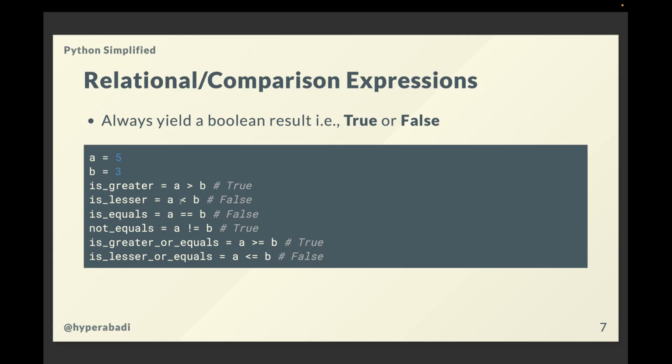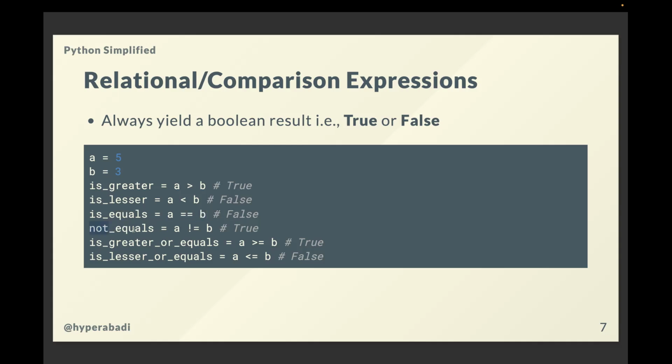Now is_lesser. You just have to use the less than symbol. Is 5 less than 3? Nope, false. And is_equal: compare both quantities, a equal to b. You cannot use a single equal to, because equal to is used for assignment. So it will first evaluate: is 5 equal to 3? I don't think so, so the result is false. So false will be assigned to is_equal.